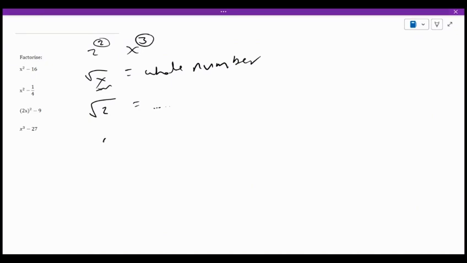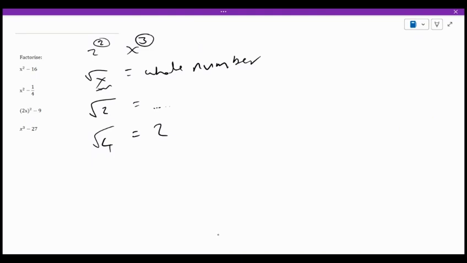Now let's look at 4. Let's put a square root over 4. What do we get? We get 2. Is 2 a whole number? Yes. So that's the difference between perfect squares and not so perfect squares.